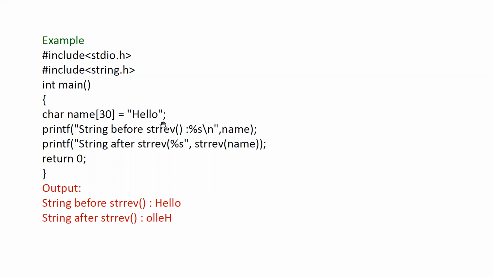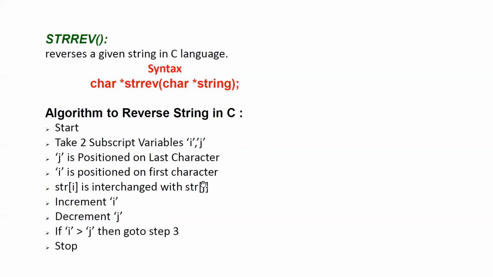Now in this case, i is greater than j, which means you have crossed the half of the length of the string, which means you have already completed the reverse for the half of the string. So in that case, you terminate your algorithm. Now, for example, HELLO is replaced by OLLEH. And that is the algorithm given here.